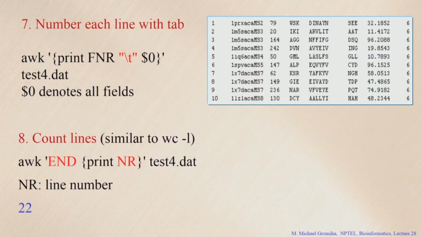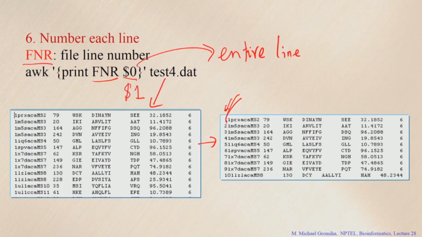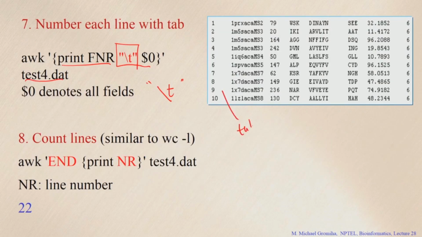You can use the same command, print FNR $0 test4.date. But here we added another piece of information, that is the tab, \t, which you put in quotes. If you do this, it will add the line numbers with a tab. Now, can you see this result and the previous result? Here there is no space, but here you can see this is a tab. So, you can also give a space when adding the numbers.